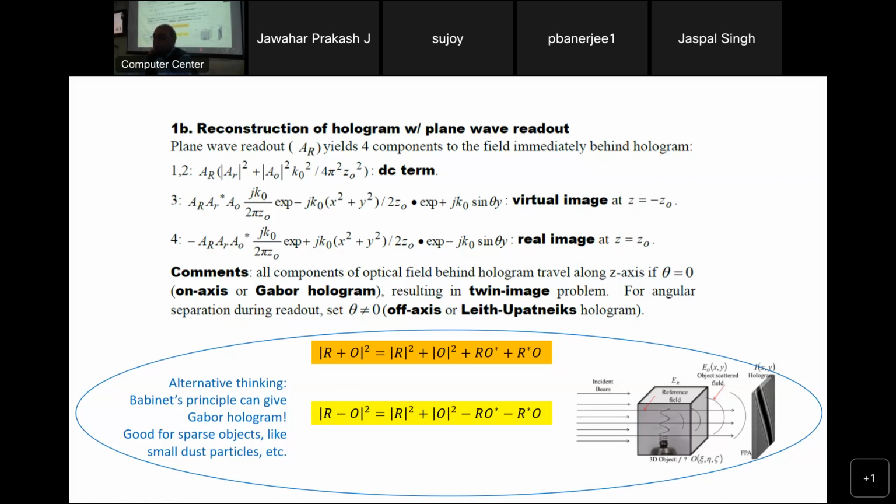By the way, a little story, talking of stories which Professor Singh was talking about. He talked about Leith, right? He talked about his colleague Upatnieks. So I'll tell you a further story. Leith was at the University of Michigan when he was doing all this classified work. He did not have his PhD, by the way. But he was a very good researcher, right?